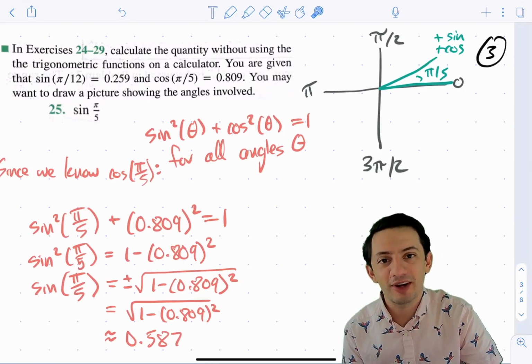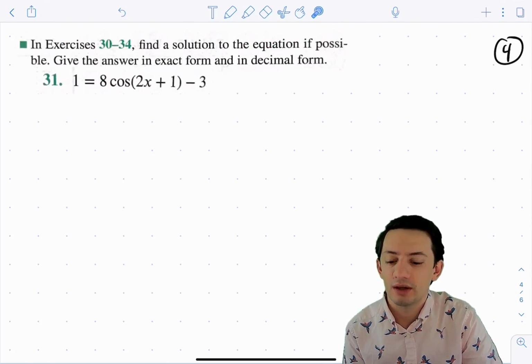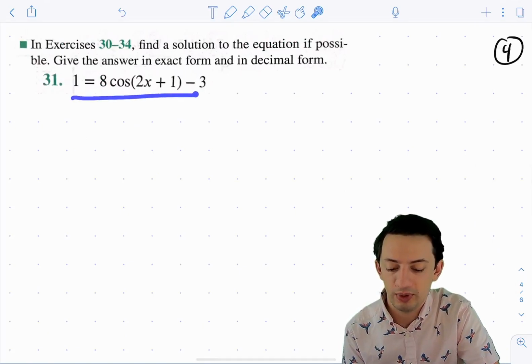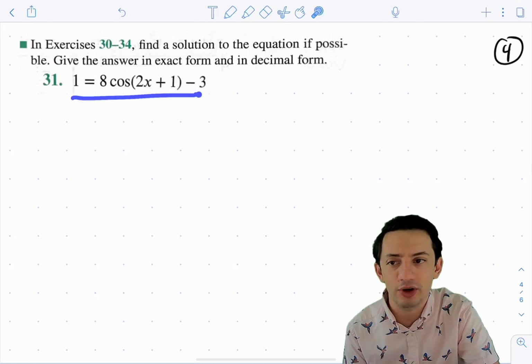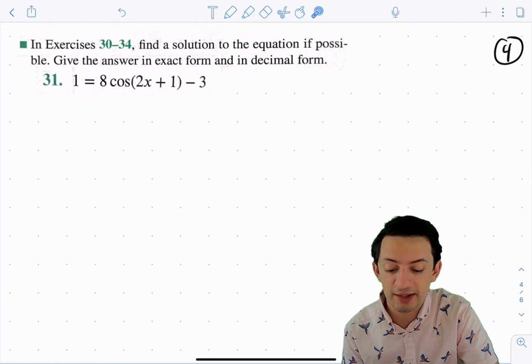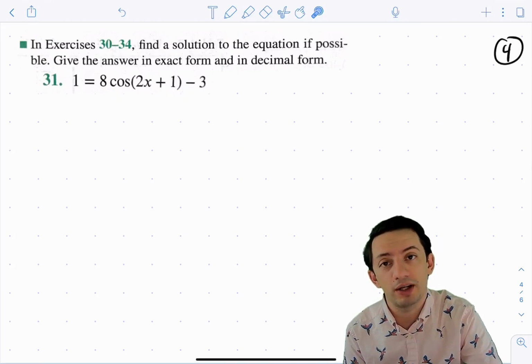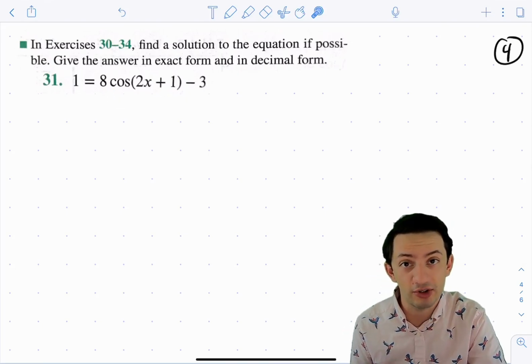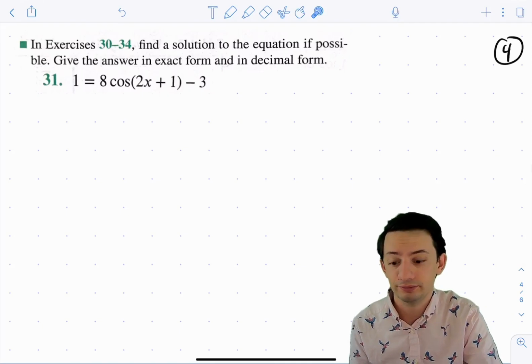Okay, moving on to our fourth question. We have an equation here. We have a variable x that we want to solve for, and that's basically it. The problem is that the x is inside of a cosine, so that's where we're going to need to use our inverse trig functions to get it out of the cosine.